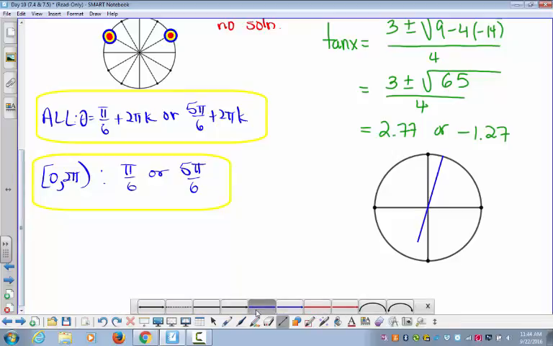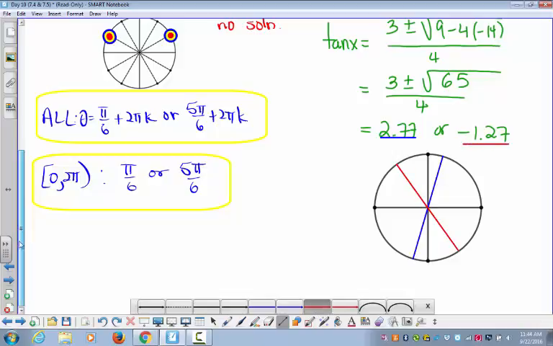1 and 3. So for that one, 2.77, kind of steep. Slope's almost 3. That's that one. And then the other one, negative 1.27. So negative 1 is right there. It's a little steeper than negative 1, so let's do that for those two.